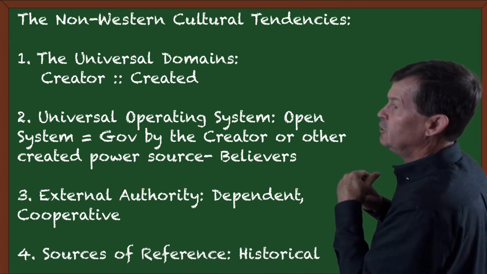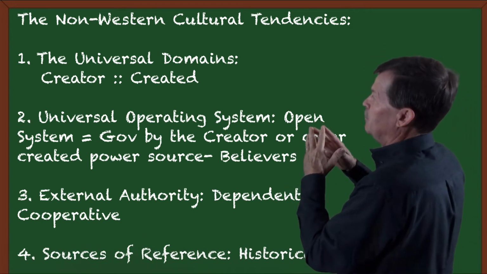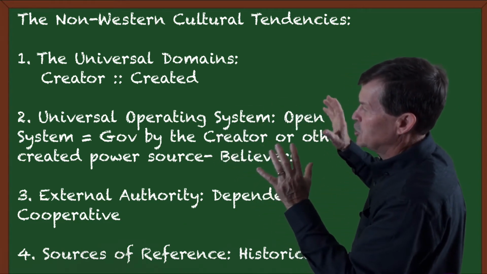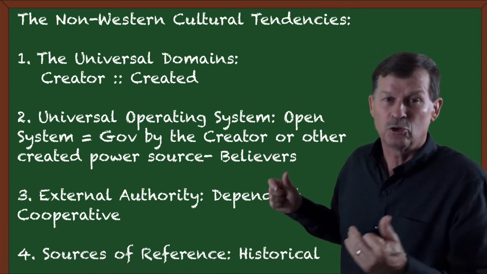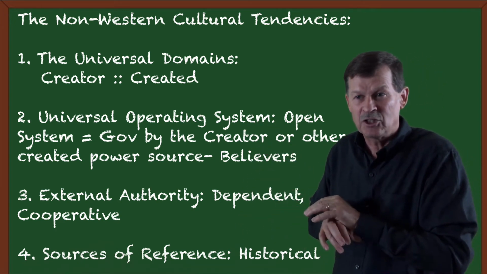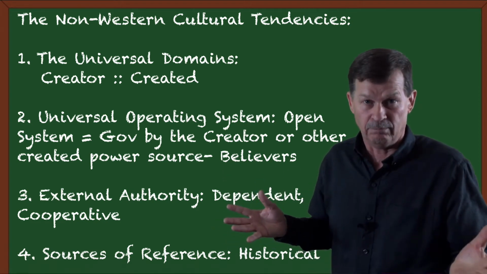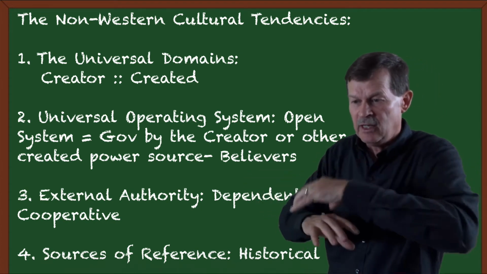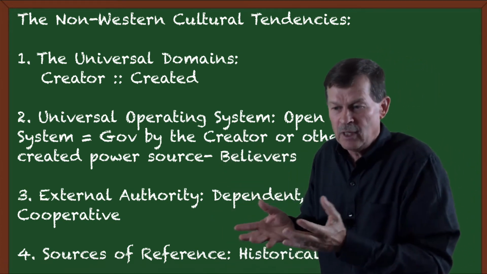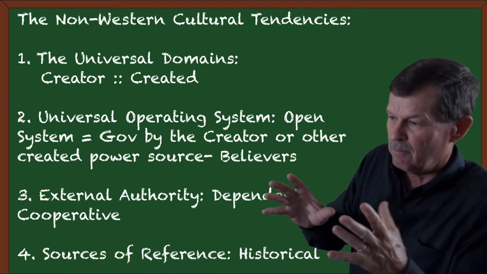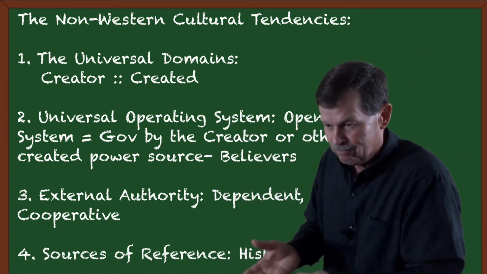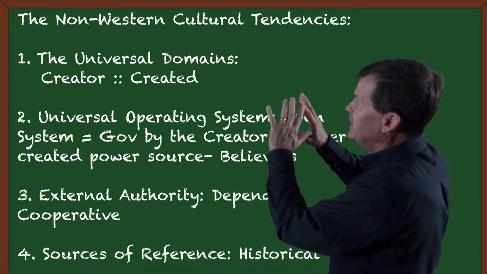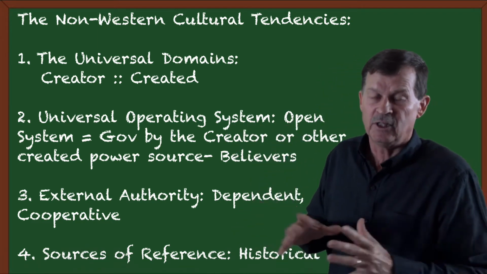Number two is the universal operating system. Because they are not separate, the spiritual dimension is very active in the physical dimension, so they live in an open system, completely open, 24/7, meaning that there is no closed system of a natural world separate from the supernatural. Western science depends on a closed system. This group, non-Western, does not believe in a closed system.